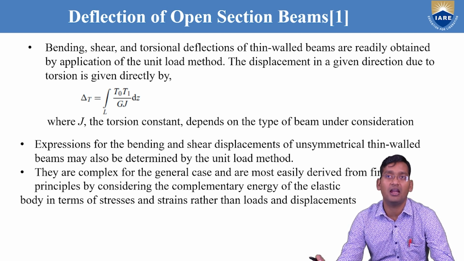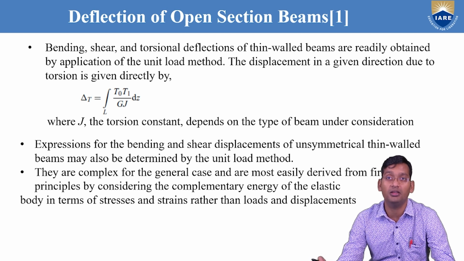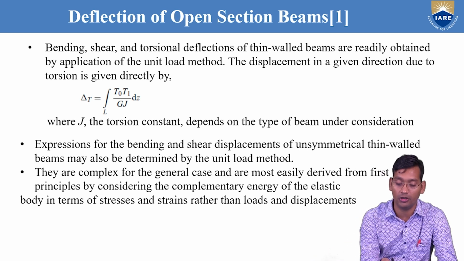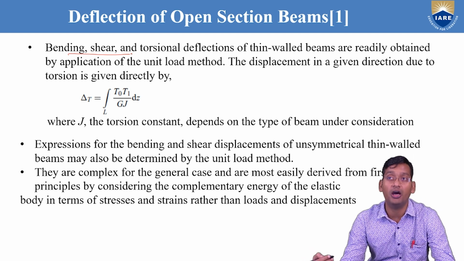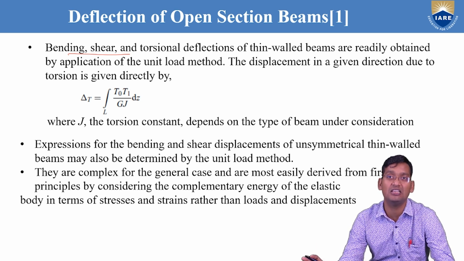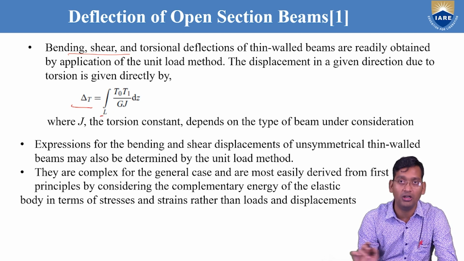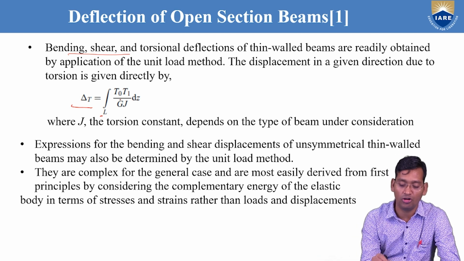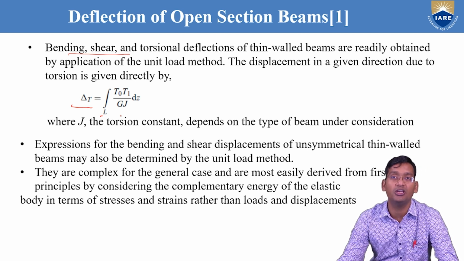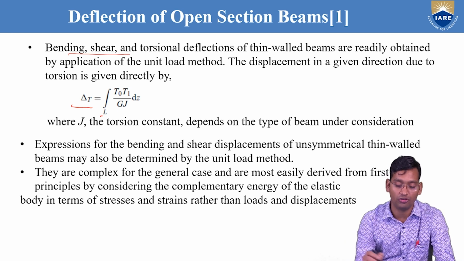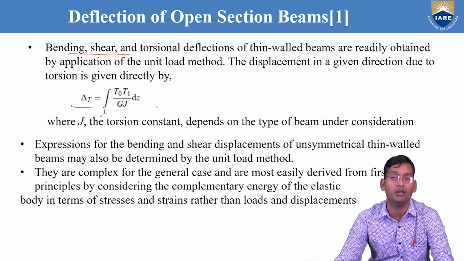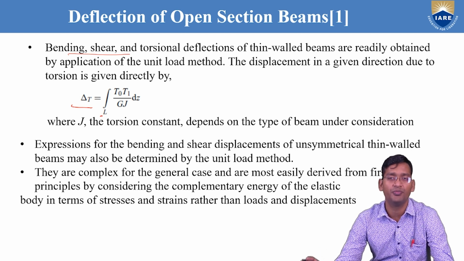Bending, shear and torsional deflection of thin wall beam are readily obtained by application of the unit load method. So the shear and torsional deflection we are obtaining by applying the unit load. The displacement in a given direction due to torsion is given directly by delta T equals the integral over the entire length L of T0 T1 by G J into dz, where J is the torsion constant. It depends on the type of beam under consideration, so different beams have different torsion constants.